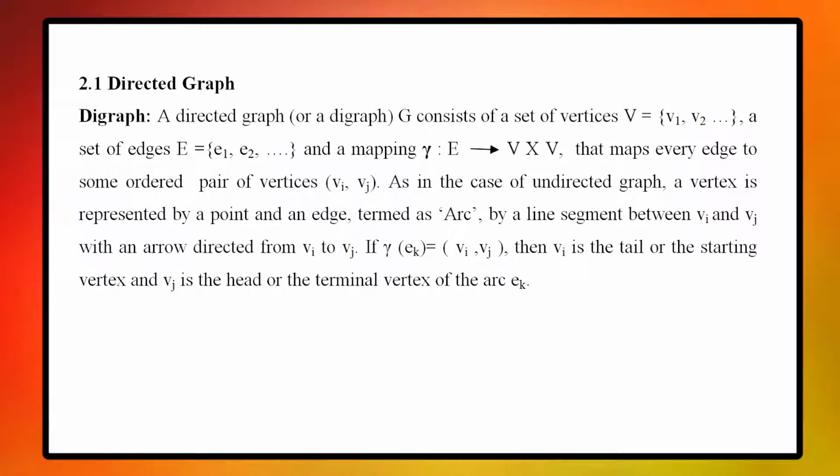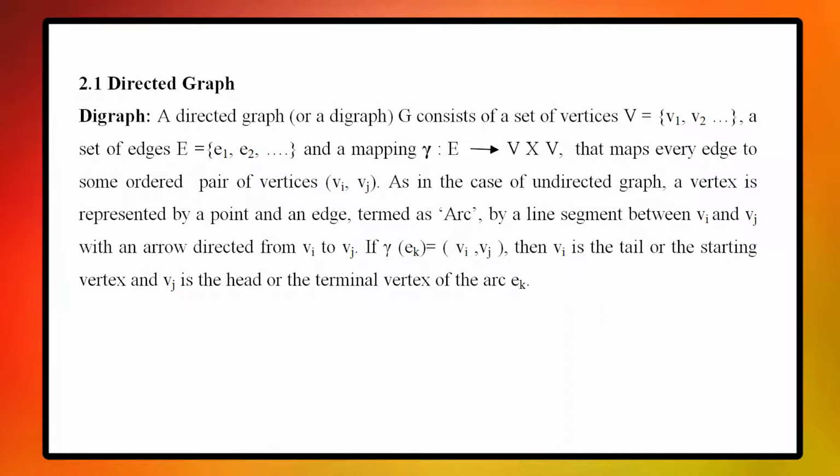In a directed graph, here also we have a set of vertices V, a set of edges E, and the mapping gamma from the set of edges E to the Cartesian product of vertices V cross V. But the difference is that here the mapping of every edge is done to some ordered pair of vertices Vi, Vj.